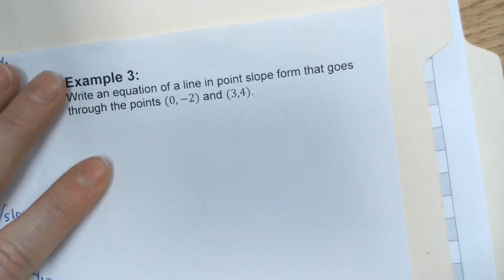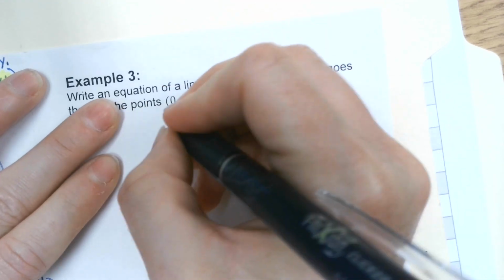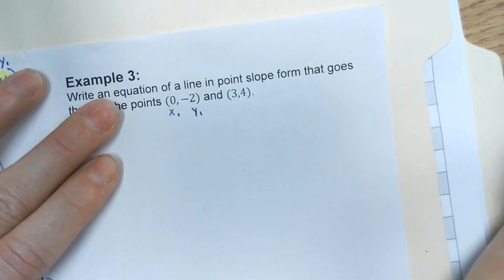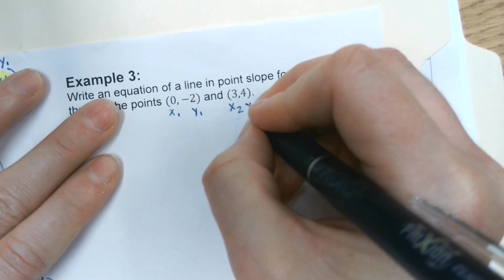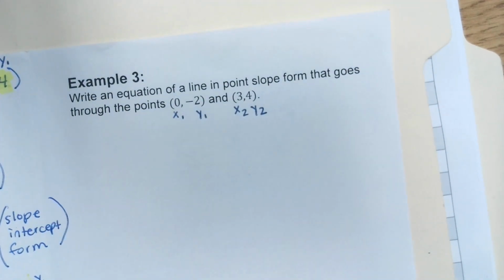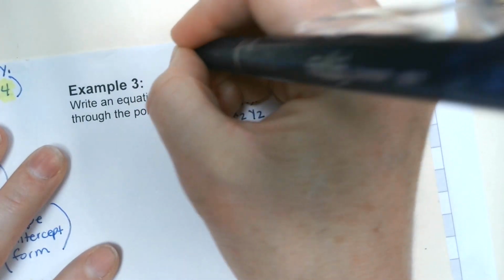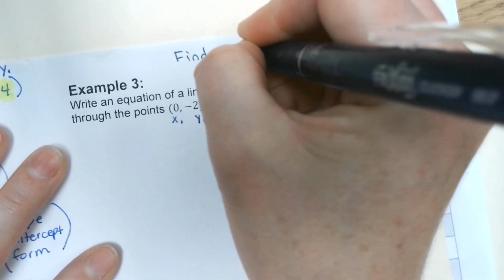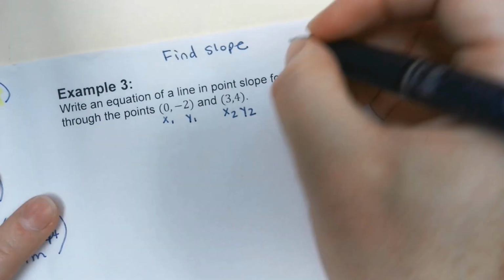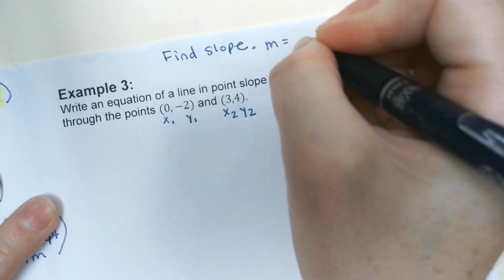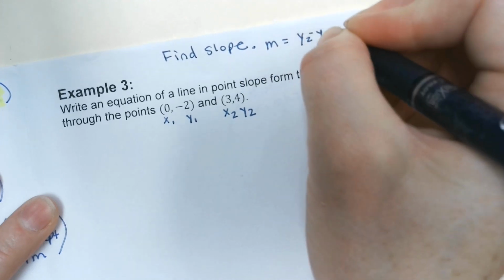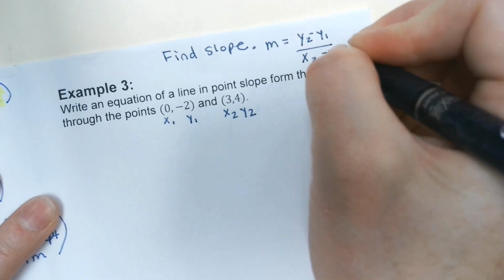So let's label what we have. We have an x1 and a y1 and an x2 and a y2. We don't have an m on this. But what can we do to have an m? Find rise over run, or use our slope formula. So I'm going to put here, find slope. I cannot see that. There we go. m equals y2 minus y1 over x2 minus x1.